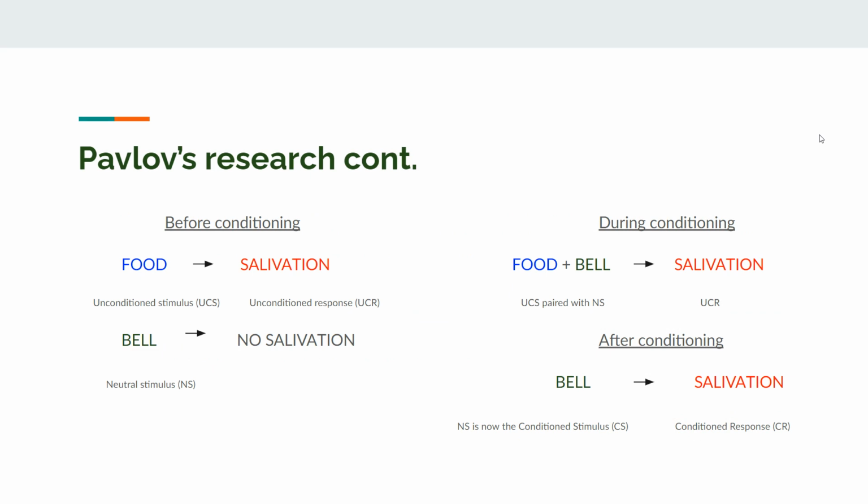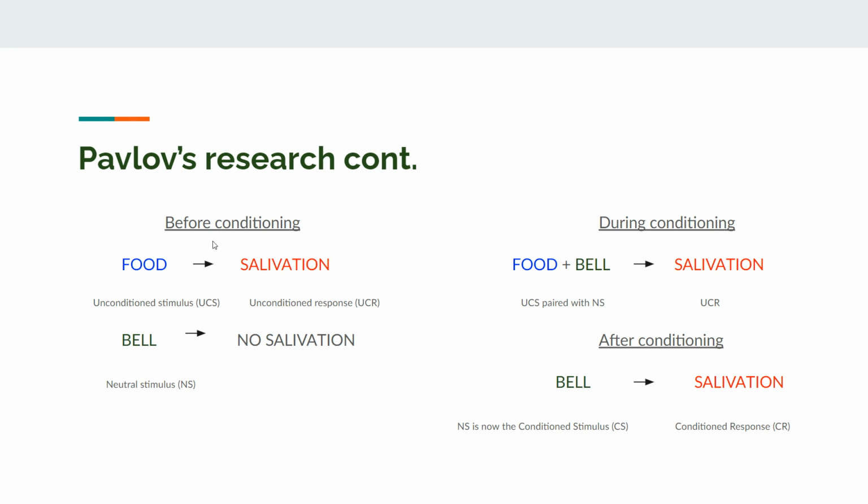So Pavlov's research, hopefully from that video clip it's made sense to you. There's a summary of it in the textbook as well, and then I've just got a brief diagram of showing you what's happening. So you do need to know all of the terms. So let's have a look.